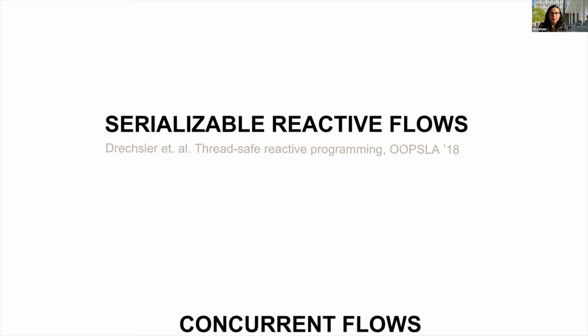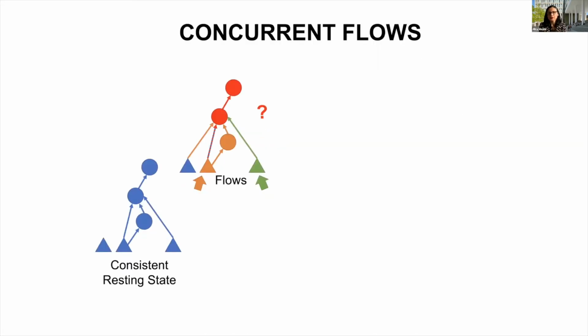What's the problem? Well, even two flows that are synchronous and consistent, when they execute concurrently, we may see glitches. Here the orange and the green flows both affect a shared node in the dependency graph, and this can cause this kind of race problem.